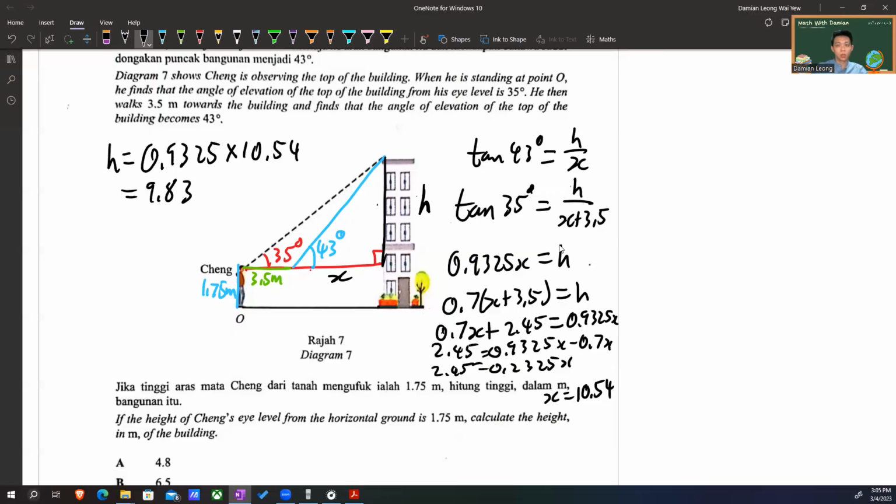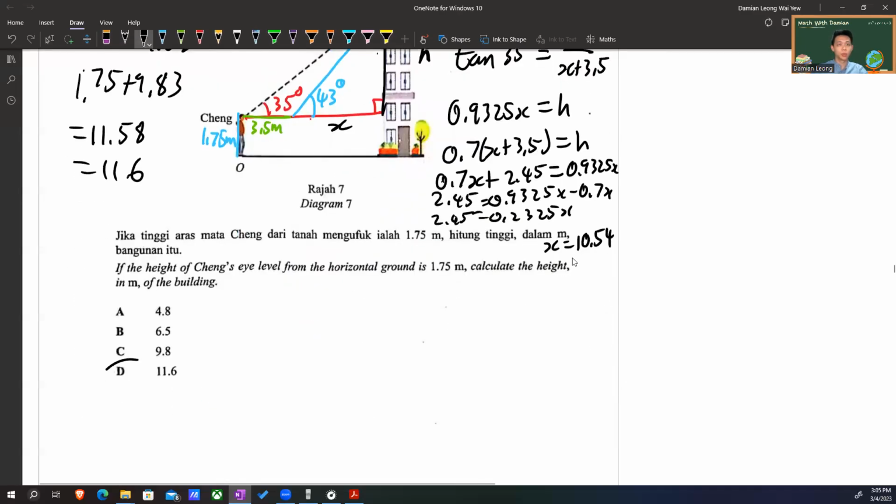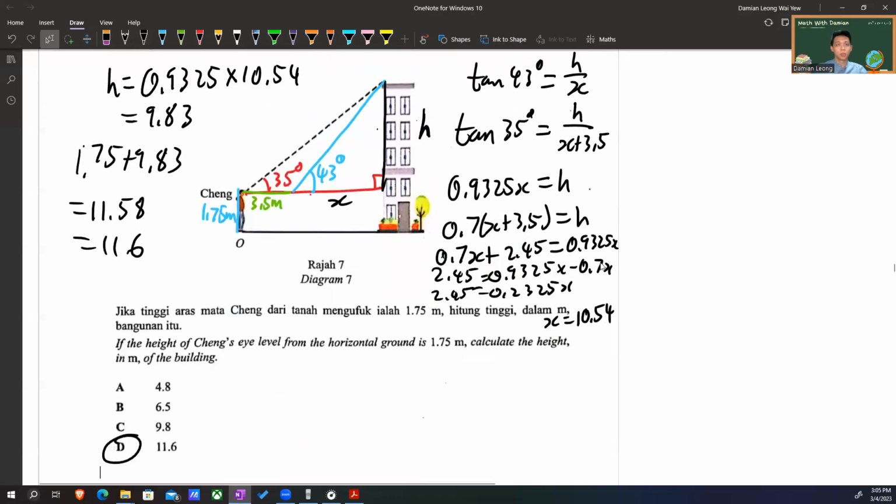9.83. Then the whole height is 1.75 plus 9.83, which is 11.58, so it's about 11.6. Okay, so the answer would be D. Yeah, that's one way of finding it. We can substitute differently, but basically, we do want to relate it like that.